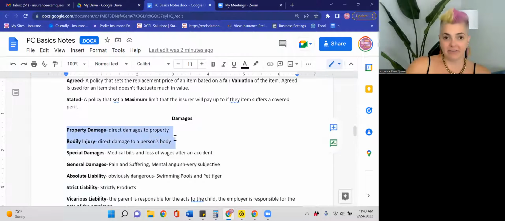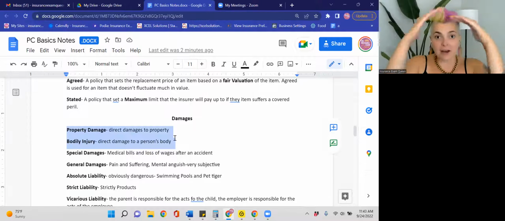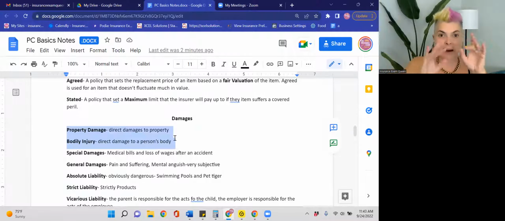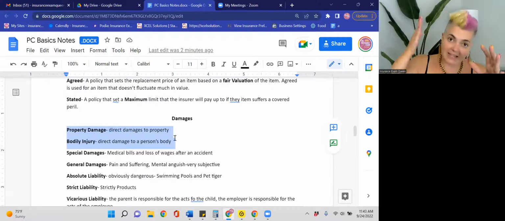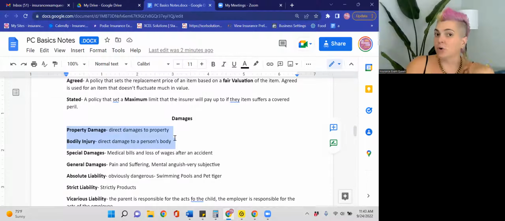Now you just need to know these definitions. Property damage is direct damage to the property. That's what you're covering your house for, is property damage. If a fire happens, it damages the property. I need you to rebuild it. Property damage is the main thing that we're covering on our policy. Now, on the flip side, property damage is also the other guy's car. Like if I crash into you with my car and I have damaged your car, that's also property damage. Property damage is just any direct damage to the property, whether it's mine or yours. Property damage is damage to the property.